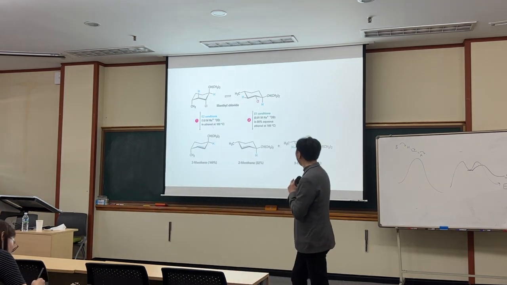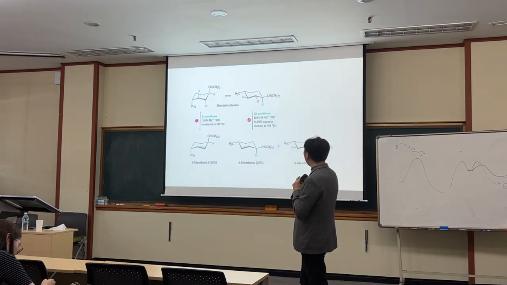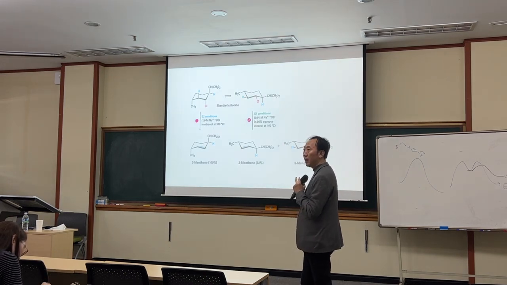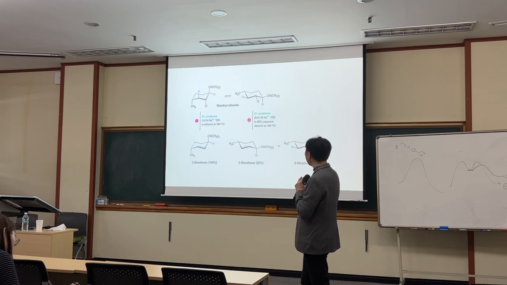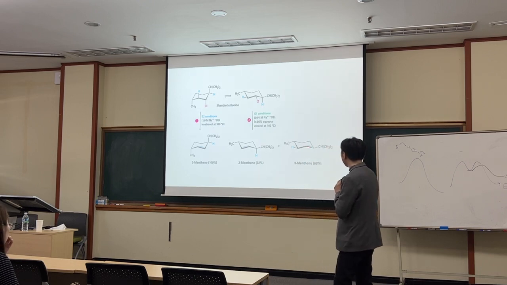Now, if it forms a carbocation intermediate here, a secondary carbocation, right? Now, if the carbocation is formed here, it has two options. Elimination can happen through this or through this. Right? And if you look at those structures, this one is the more substituted position. Then this one is the majority product.